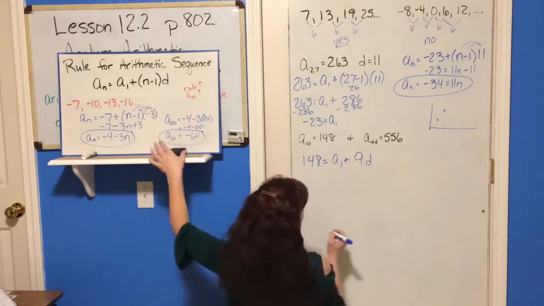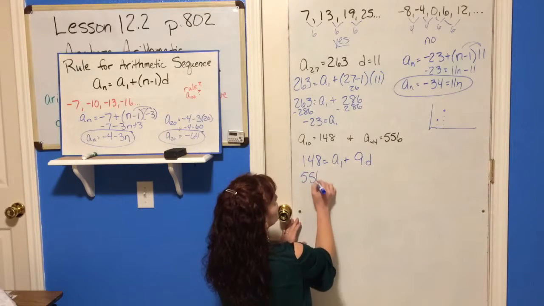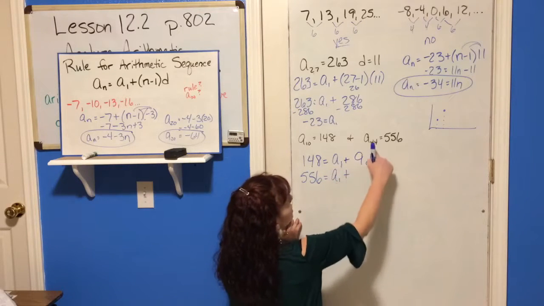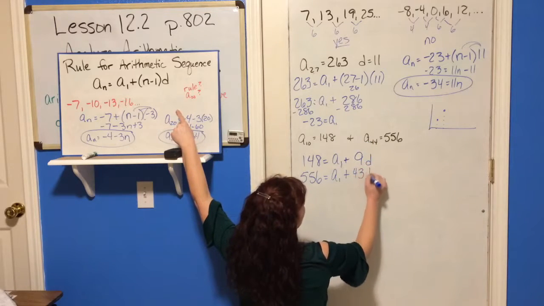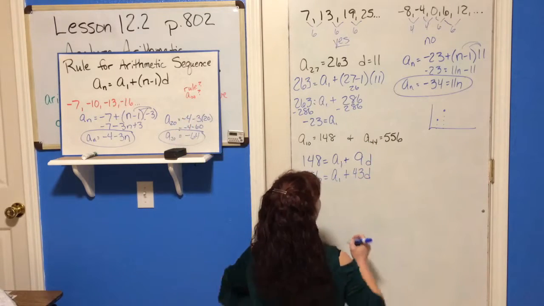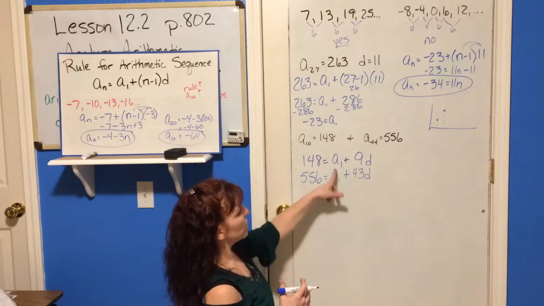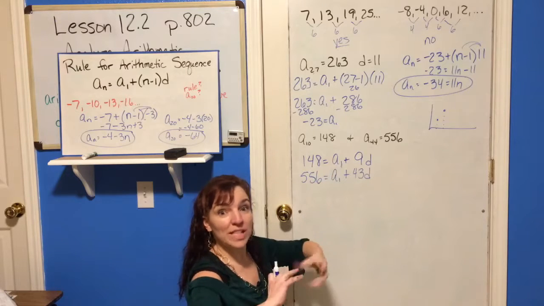Okay, I want to make sure I have enough space. So then we're going to do this one, 556 equals, that's the part we don't know, plus 44 minus 1 is 43. And there's your D. All right. Well, now, when you do this, it's easy to see that the A1s are going to be the same, so we can use elimination.